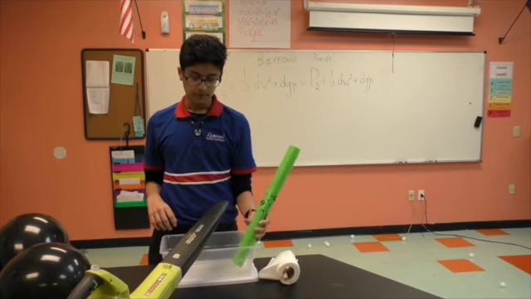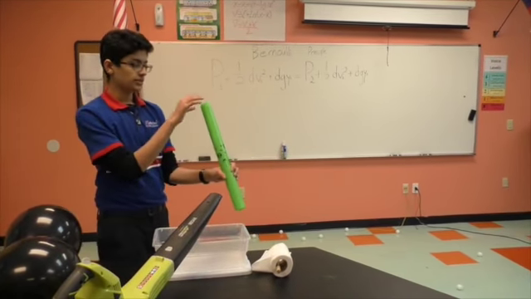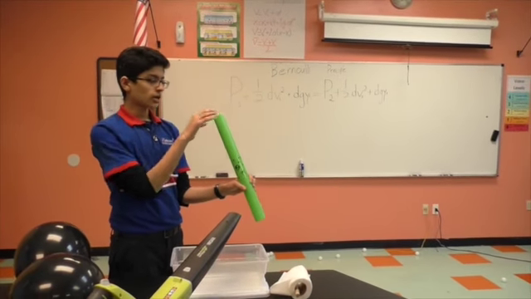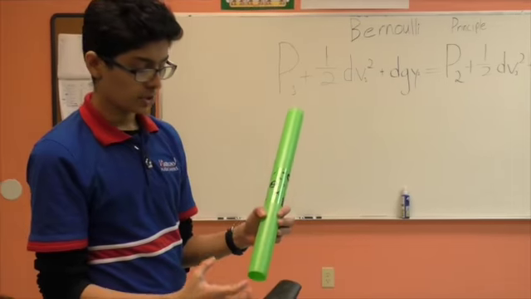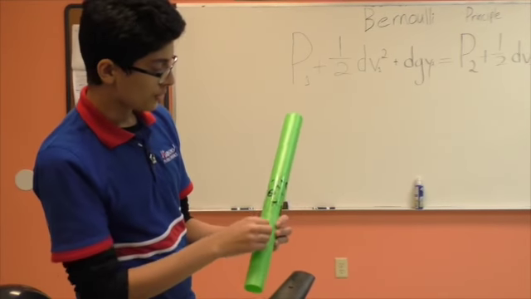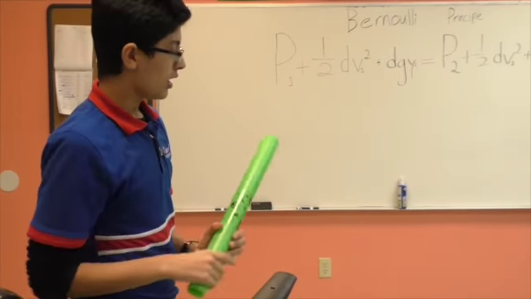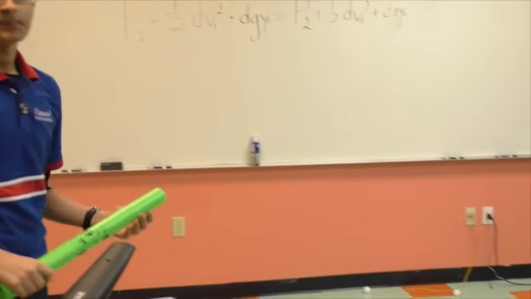So basically what happened is the higher velocity of the air at the top of the tube caused an area of lower pressure, and the higher pressure from the bottom of the tube forces the ping pongs through the tube and into the air, and that's what causes the big mess.